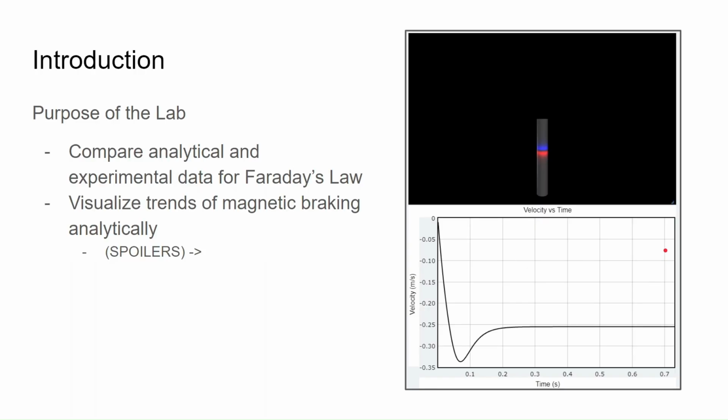Brief introduction to the purpose of the lab. The goal of this lab was to compare analytical and experimental data using Faraday's law to simulate dropping a magnetic dipole, or bar magnet, through a tube of aluminum foil, as well as visualizing the trends of magnetic braking analytically. Quick spoiler on the right, this is our model showing the effect of the magnet falling through, and this is an incomplete graph during the duration of the model.